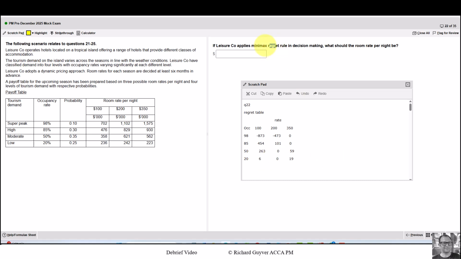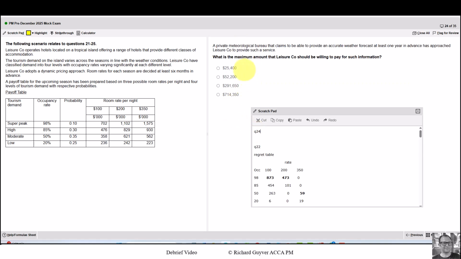That's the first bit here. Now we need to find the maximum, and I've probably confused you because I've used minus on some. Let's take that out. They're all negative or 0. So the maximum here, if we had chosen 100 as the rate, our maximum regret would be 873. Had we chosen 200, our maximum regret would be 473. Had we chosen 350, our maximum regret would be 59. And then we do the last step, which is minimizing the maximums. Well, this is the minimum out of the 3 I've highlighted, so 59, which means the room rate is, read from the top of the table, 350.